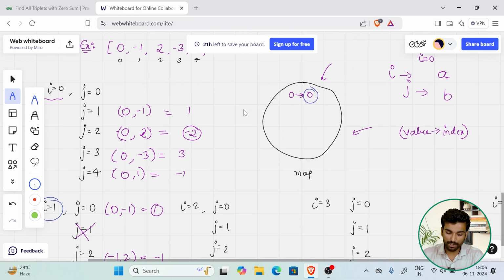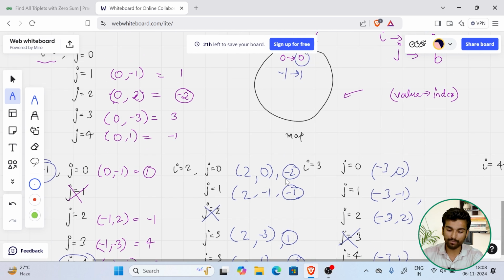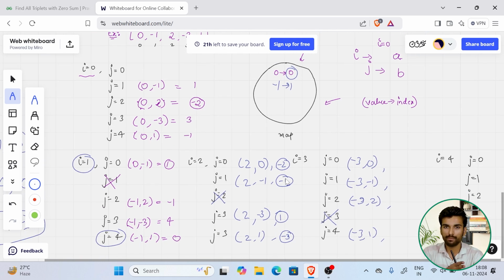Now if I try to move to the next iteration, my map will look like this. I have put minus 1 and its corresponding index into my map data structure. So I becomes equal to 2. When I is 2, j value is 0. So we have got 2 comma 0. The sum is coming out to be 2, and the negative sign we have to add, so that is minus 2. Minus 2 is not present. Move to the next iteration of j.